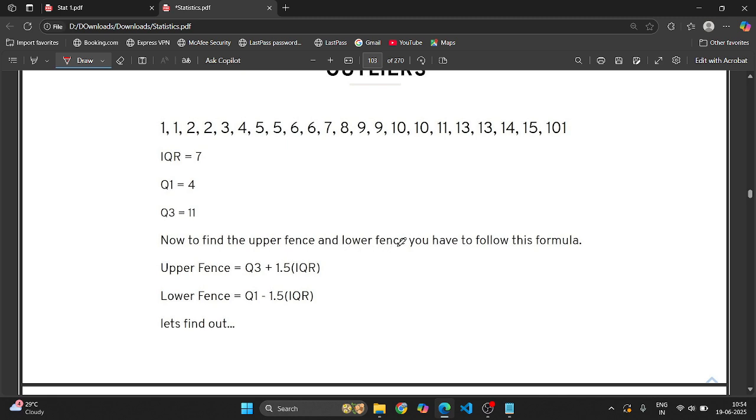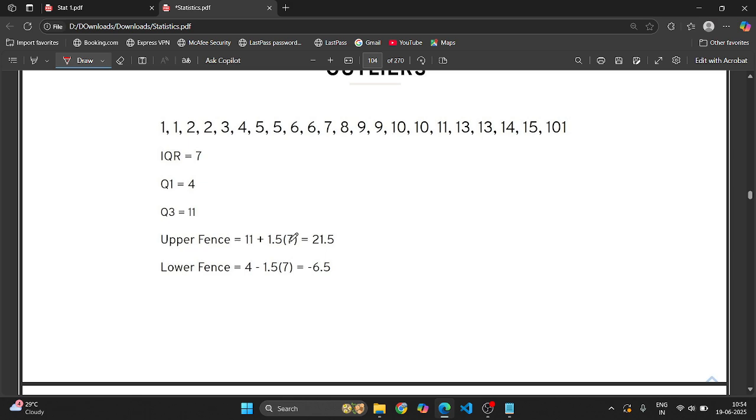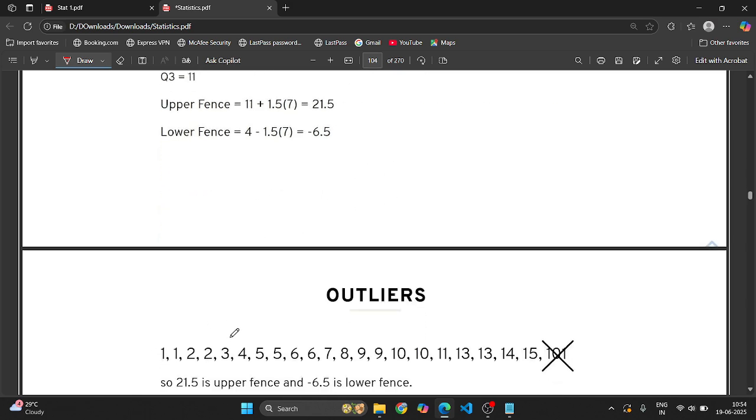Now to find the upper fence and lower fence, the formula for the upper fence is Q3 plus 1.5 times IQR, and the lower fence is Q1 minus 1.5 times IQR. So let's find out here by putting in the IQR values and Q1 and Q3, we can get the upper fence and lower fence.